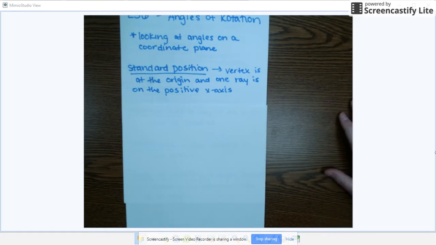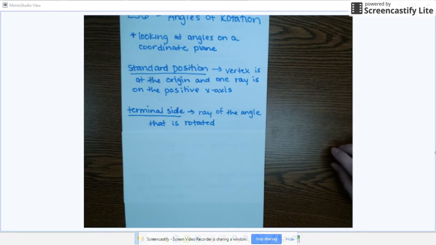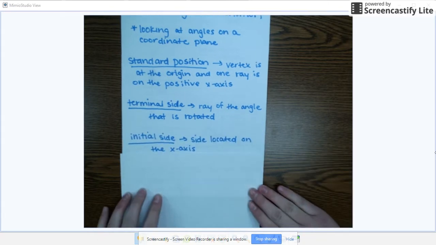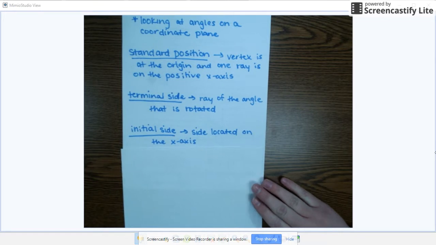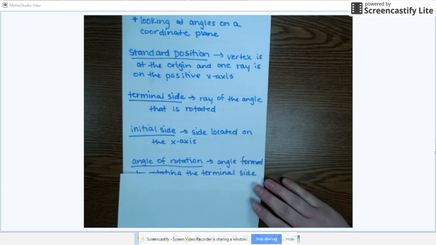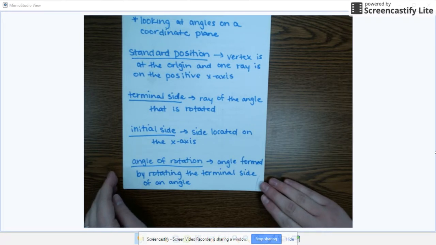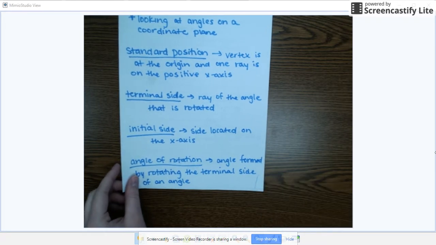Then we have a couple other words to define. The terminal side of an angle is the side of the angle that's actually rotated. The initial side is the one that stays on the x-axis from standard position. And the last word to define would be angle of rotation, which is just the angle that is formed once you rotate that terminal side.